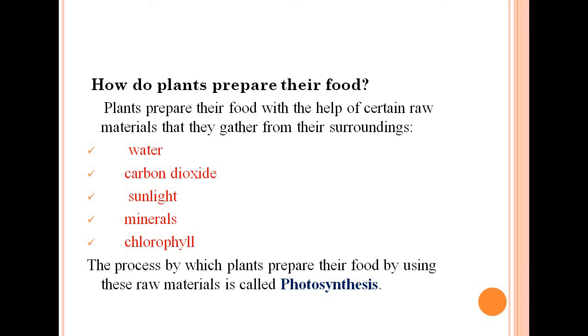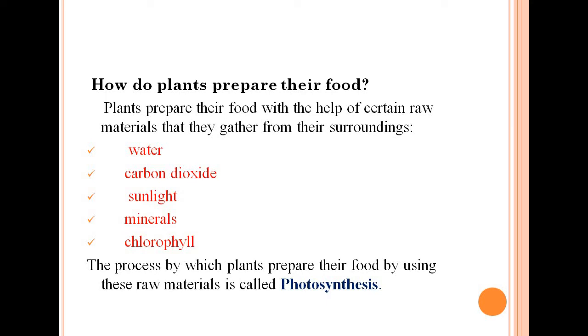Now, in our previous slides, we have studied the different modes of nutrition in plants. Now, the question is, how do plants prepare their food? Means, what are the different processes through which they can prepare their food? The process by which plants prepare their food by using raw materials is called photosynthesis. Here I have used the words raw materials. So what are these raw materials?